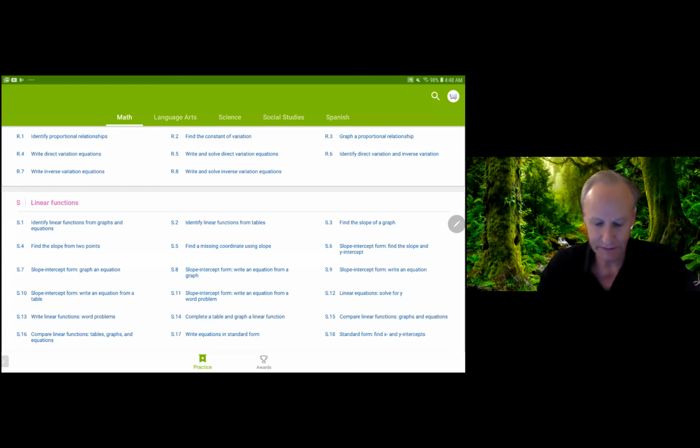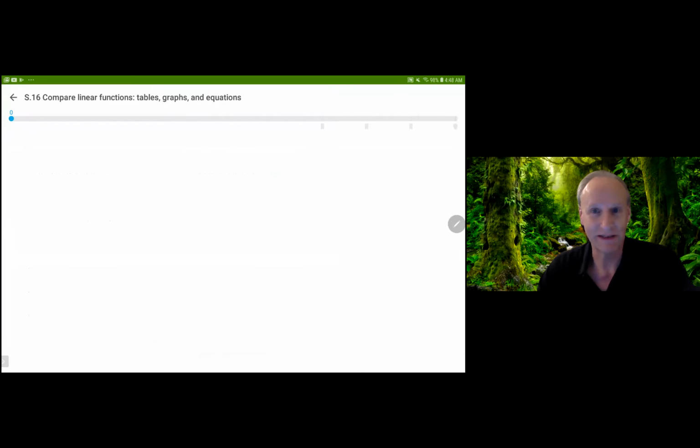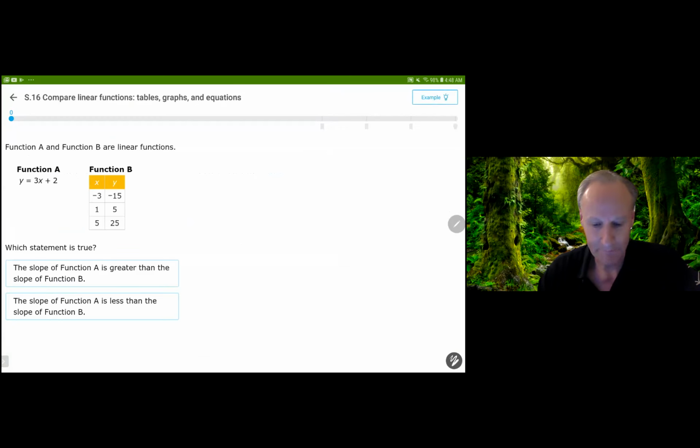Anyway, it's comparing linear functions, tables, graphs, and equations. I didn't even get to preview it much. I only got to see a few problems. Hopefully, I'll like them as much as I think I will. Let's see what we got here. Aha. Okay, they want me to compare the slopes between the table and the equation.